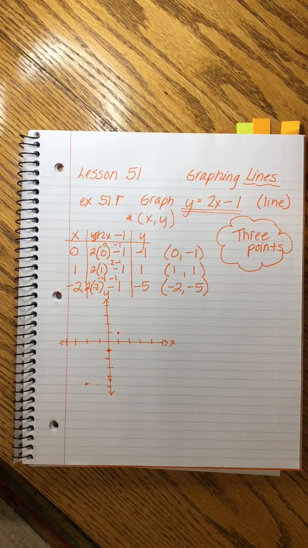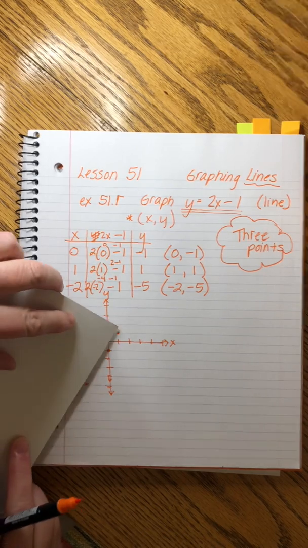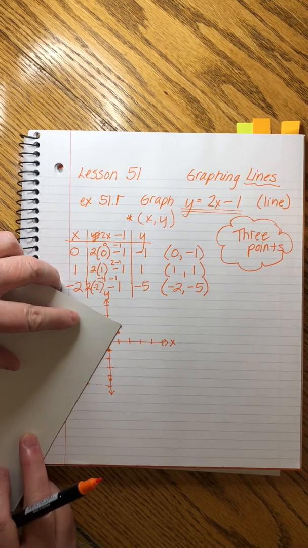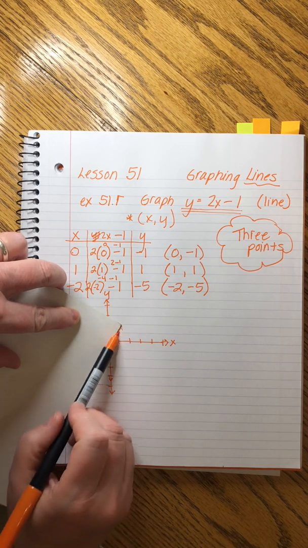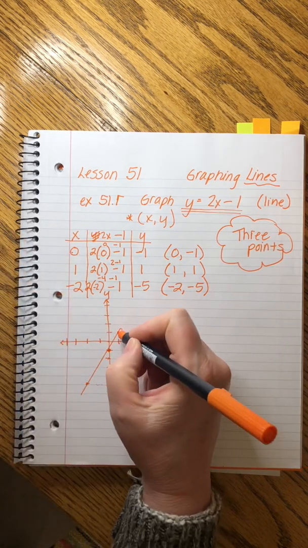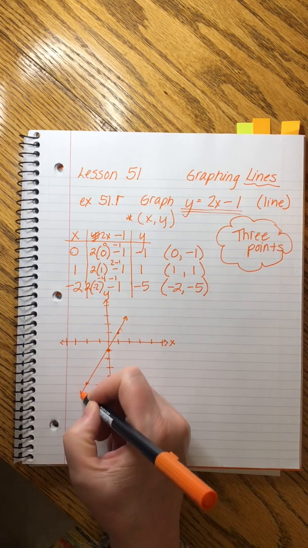I'm grabbing my little notebook that I keep handy, and I'm going to use that instead of a ruler because I don't have a ruler handy, but I want to use a straight edge to draw a straight line. So I'm kind of lining those up as best I can. And there is the line.